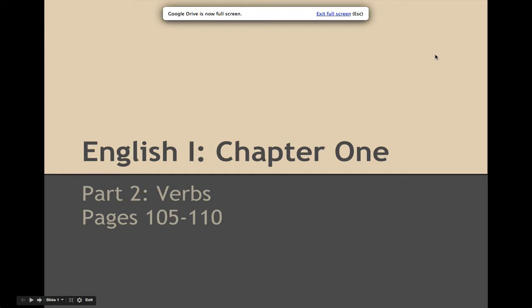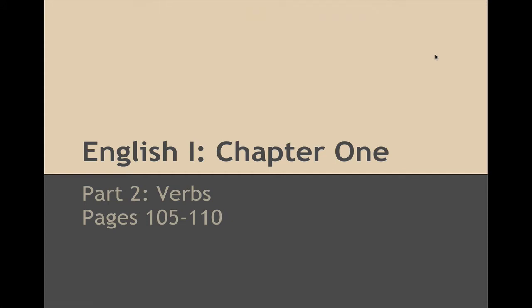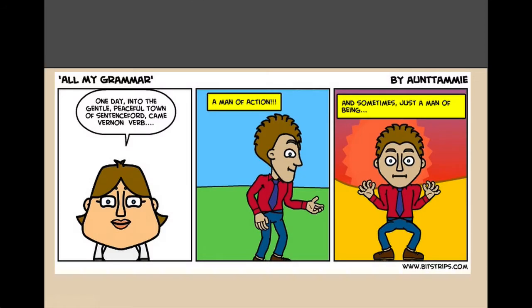Okay, everybody, let's look at part 2. I'm starting at the bottom of page 105. At the very bottom, you'll see it says verbs: a word that's necessary to express action or a state of being, and is necessary to make a statement. You can't have a sentence without a verb.